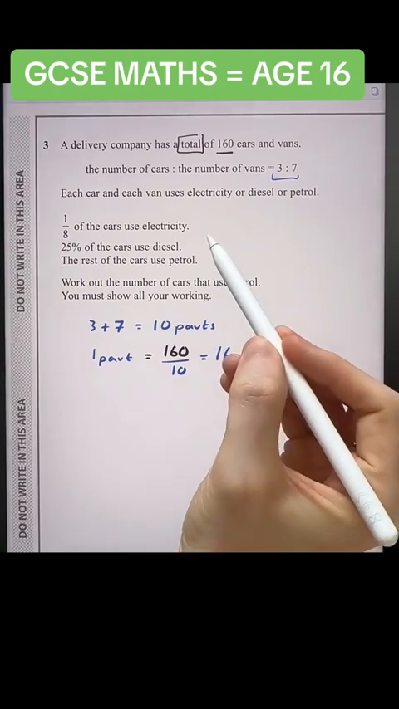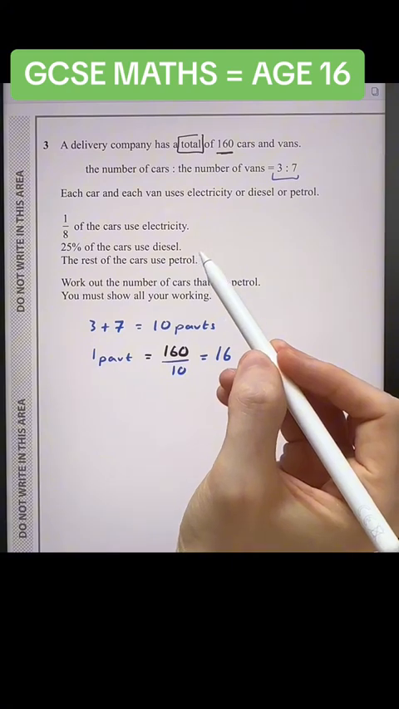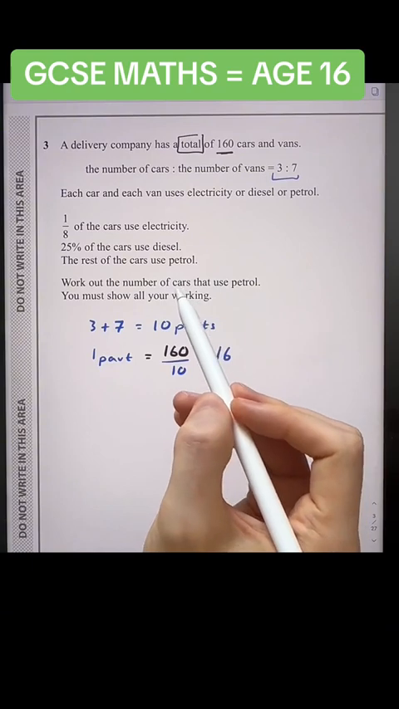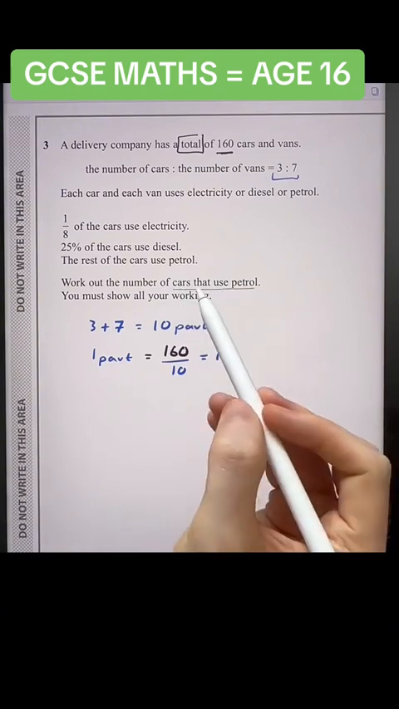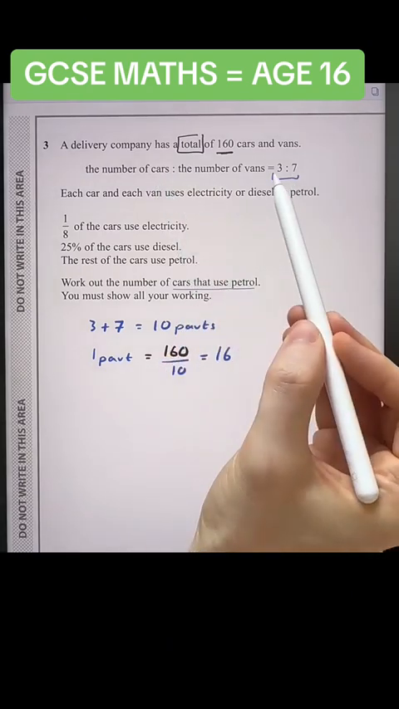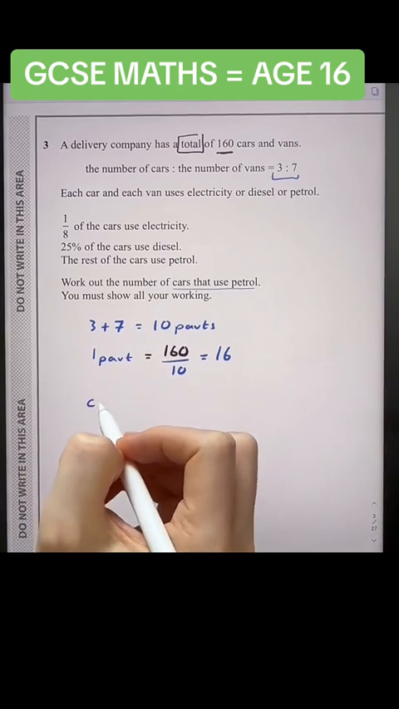I know 1/8 of the cars use electricity, 25% of the cars use diesel, and the rest of the cars use petrol. And I'm asked to work out the number of cars that use petrol. As I'm only interested in cars, looking at my ratio, I can see the number of cars has 3 parts. So therefore I'm going to work out the total number of cars.